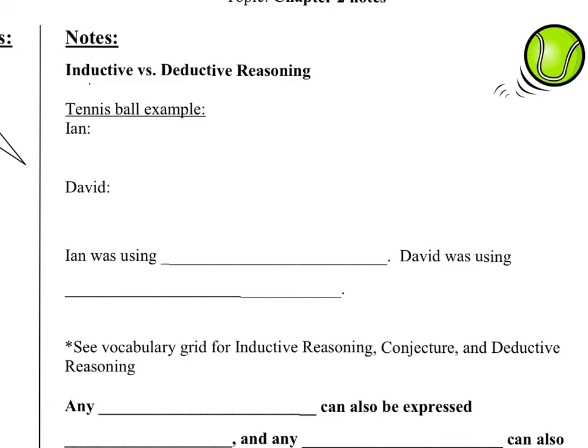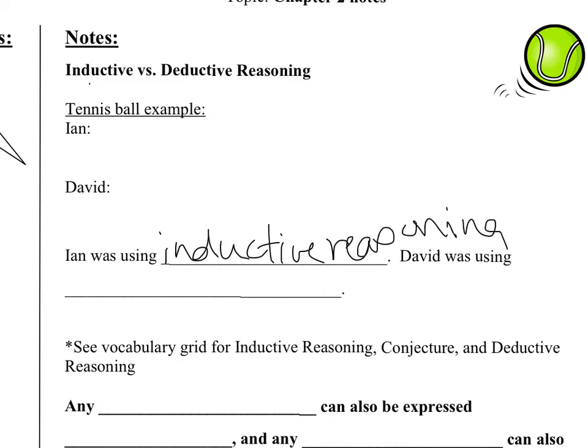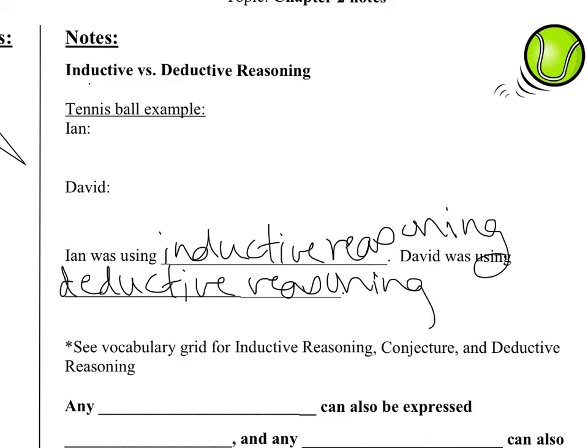So what we can learn from this is that Ian is using inductive reasoning. Excuse the handwriting. And David is using deductive reasoning. Okay, so see how beautifully that works out? Ian is inductive, David is deductive, with the D's there. So hopefully that will help you remember. Okay, so we're going to get into that a little bit more.